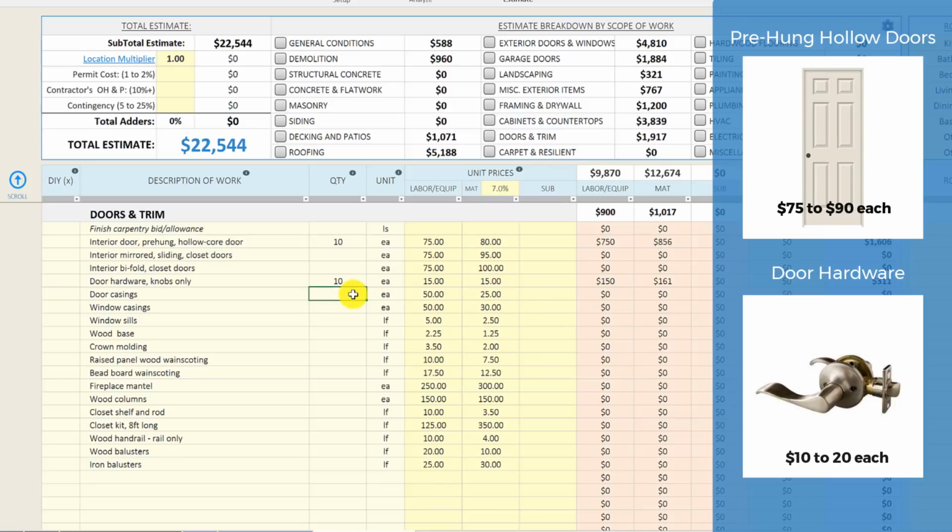I've found Amazon's a good place to find doorknobs, so if you're looking for alternatives to buy materials, you can look on Amazon, and generally they'll have some pretty cheap alternatives from the big box stores.